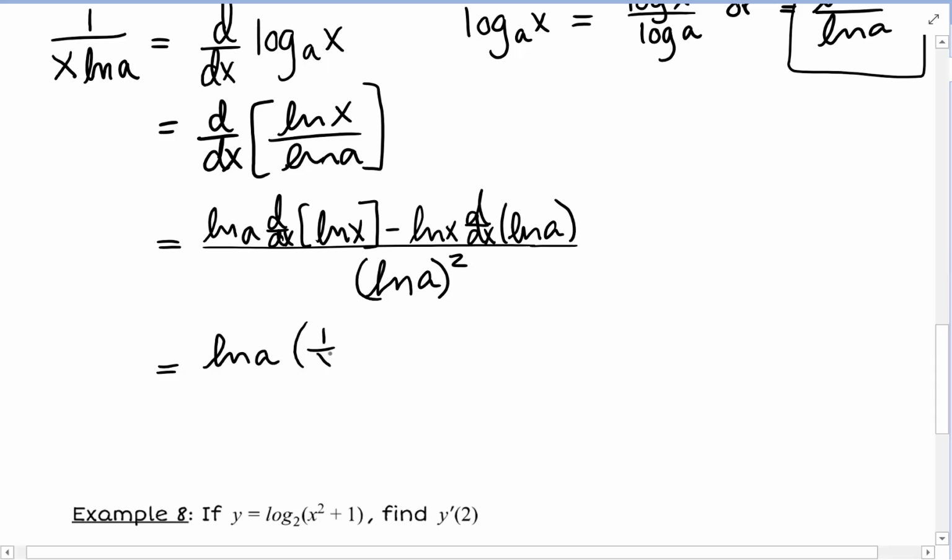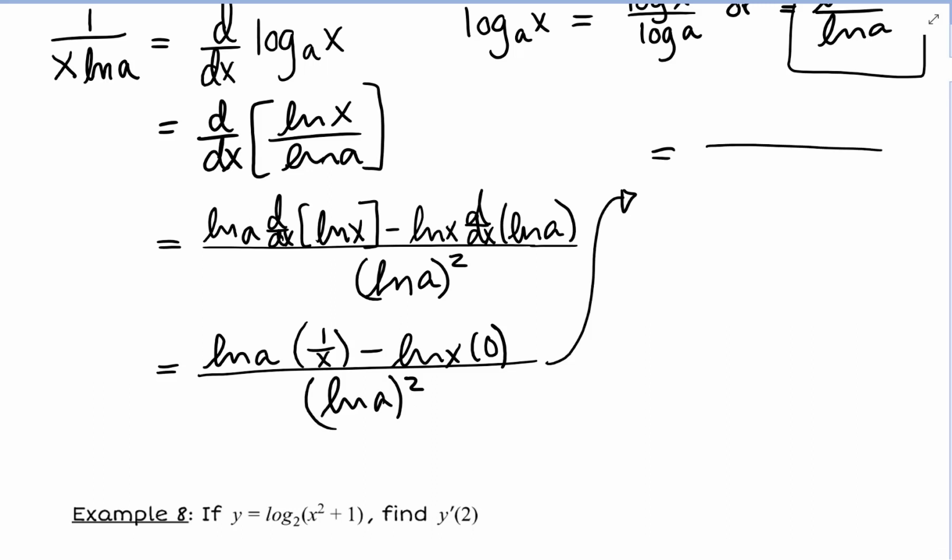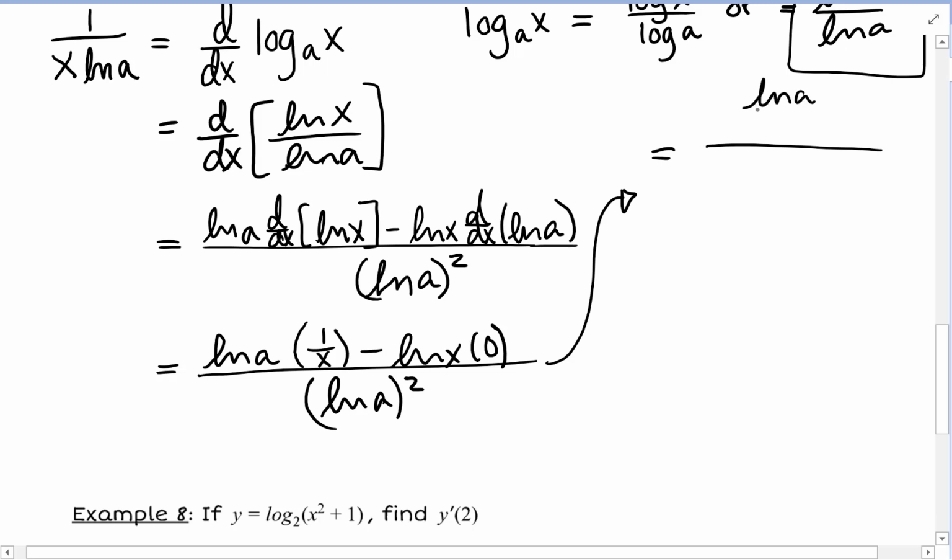Derivative of natural log x is 1 over x. And the derivative of natural log of a: a is the base of the log, just a number. So natural log of a number will give you another number, okay? And when you derive that number, that constant, you're going to get 0. So the derivative of natural log of any number is 0, which results in a complex fraction. We have natural log of a over x when I multiply these two, and then subtract 0, so nothing there, and then all over natural log of a squared.